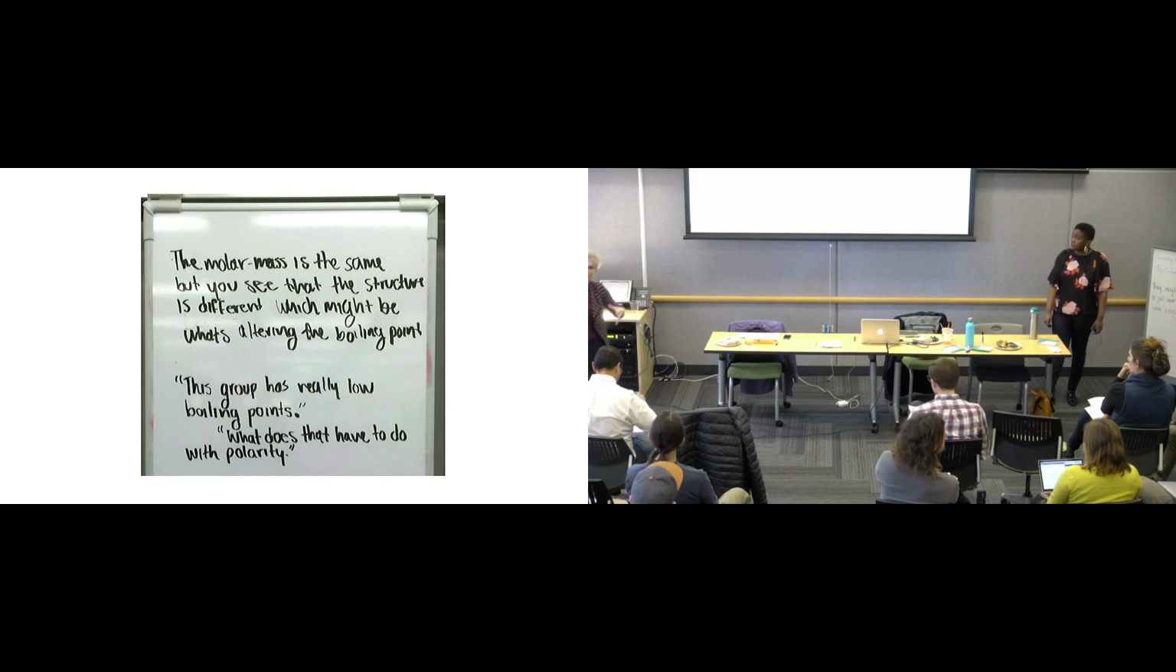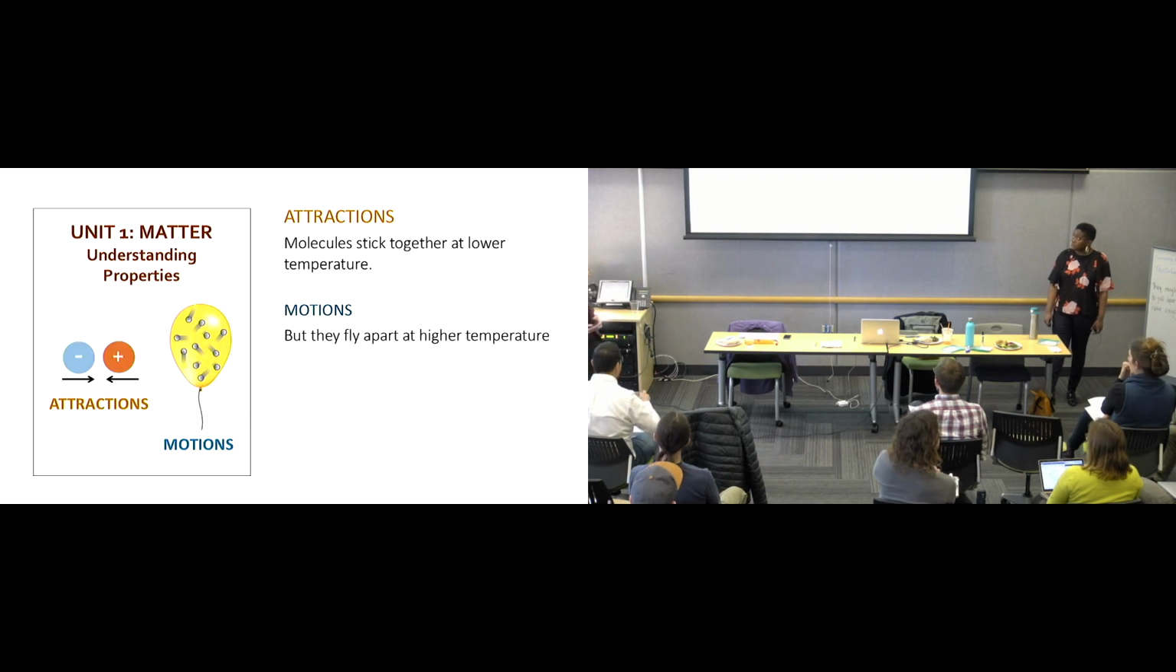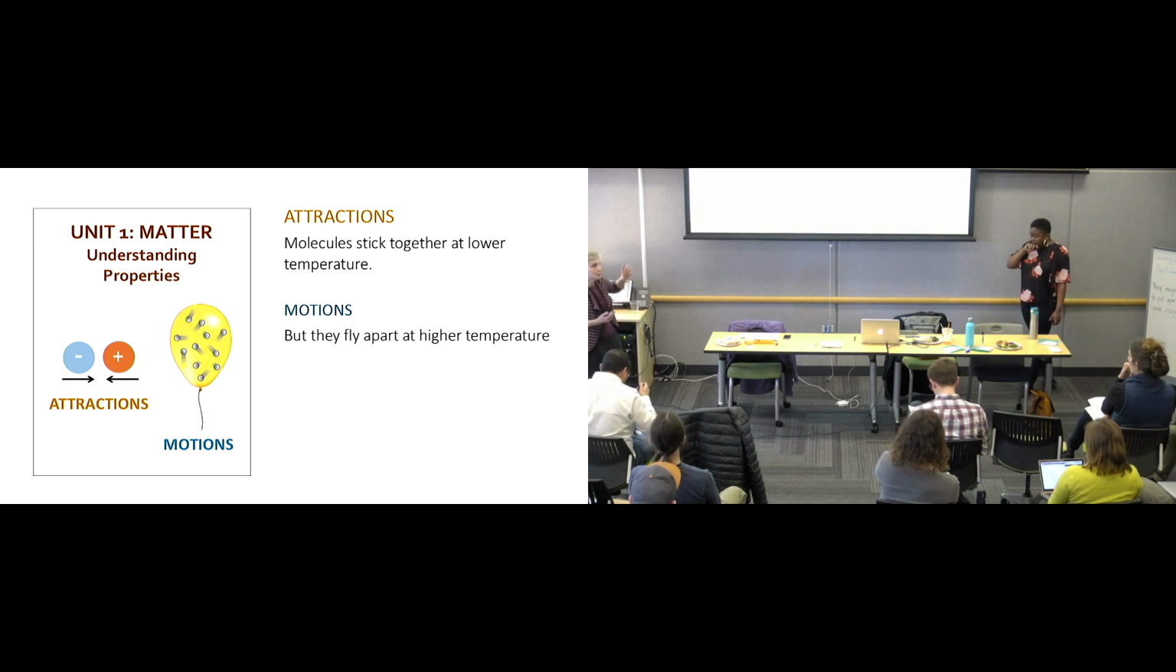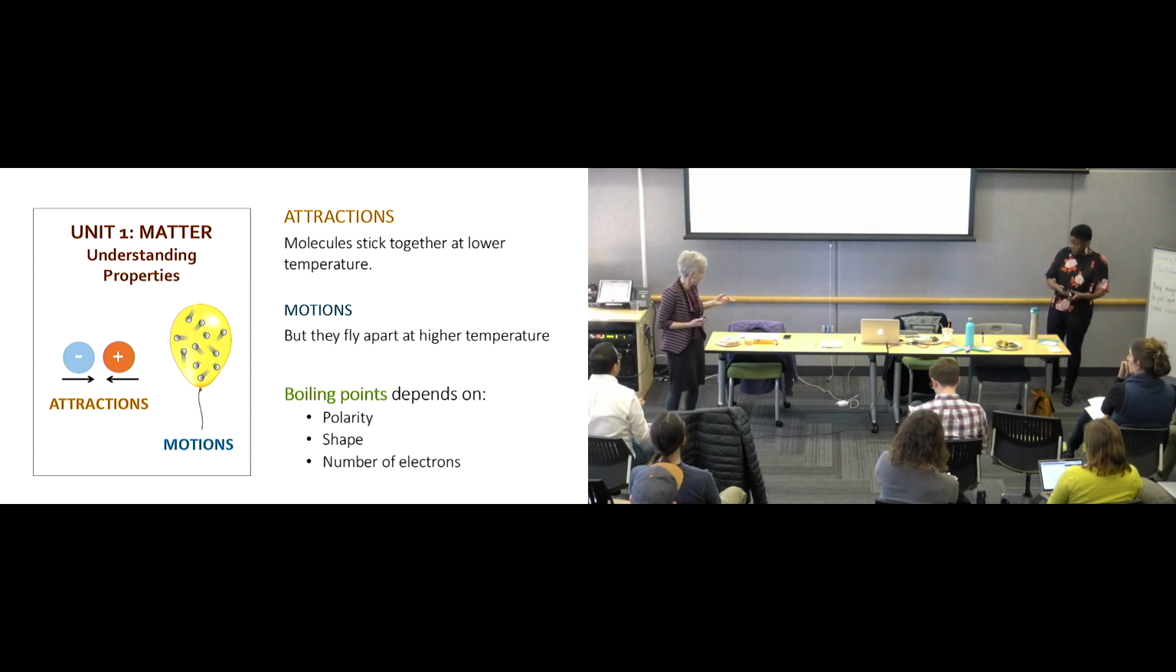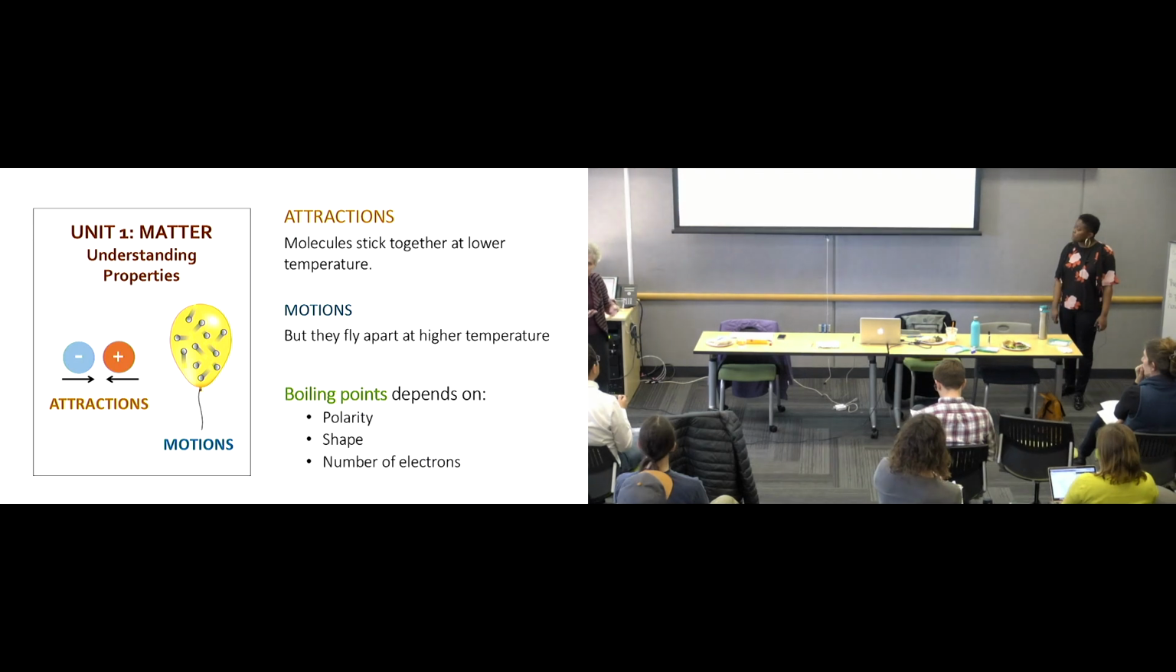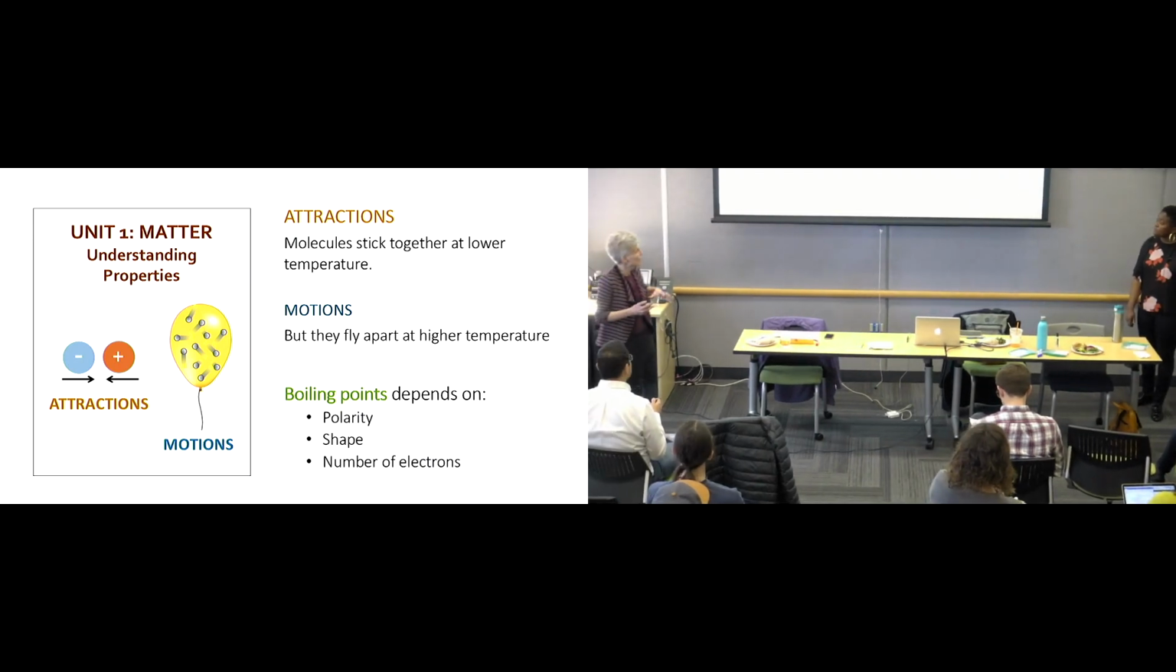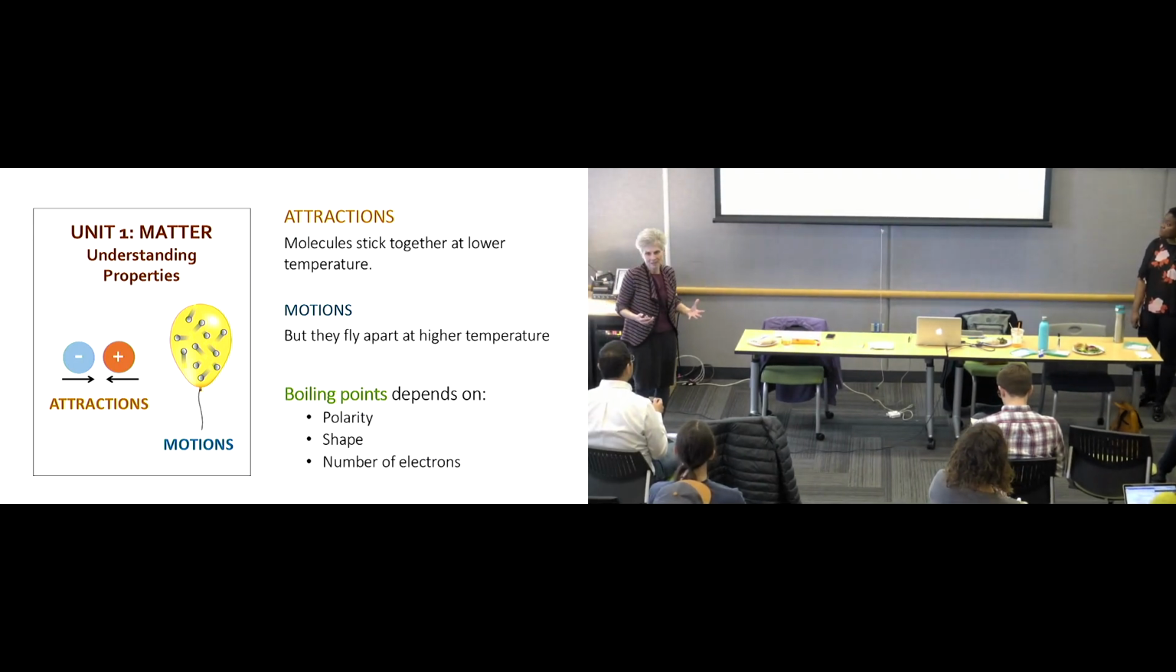All right, and so now, just to close the class, remember we're talking about attractions and motions, molecules sticking together versus flying apart, and what you've just come to the conclusion is that their boiling point, or the degree to which they're attracted, depends on their polarity, unevenness of the charges, their shape, and then how big they are, numbers of electrons or molar mass.